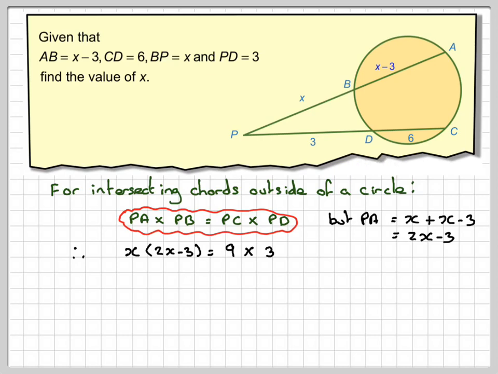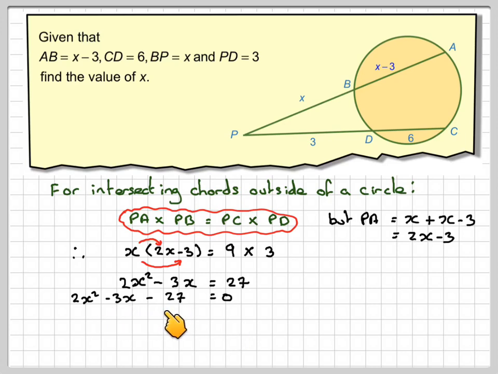9 times 3 is 27, and this bracket here we should expand, so that we get 2x squared, that's x times 2x, minus 3x is equal to 27. This is a quadratic, so to solve a quadratic you put it equal to 0, so we've got 2x squared minus 3x, and then taking 27 we get minus 27 is equal to 0.